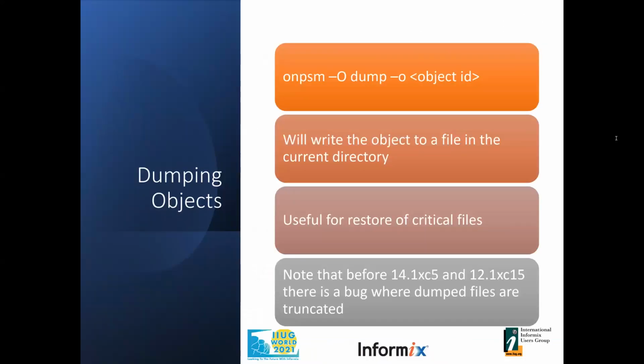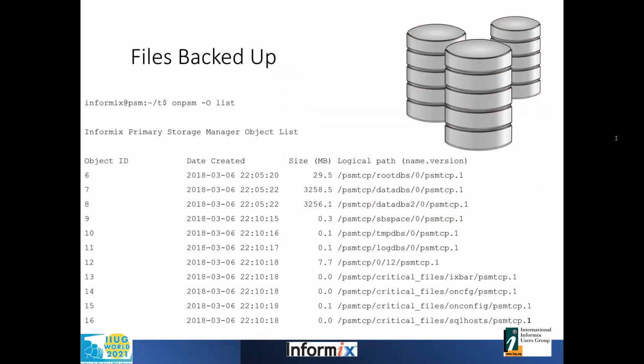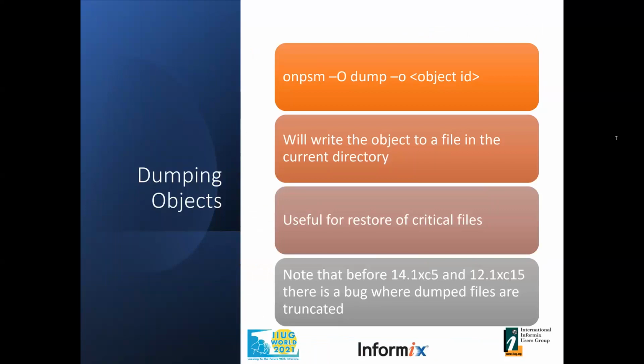So dumping objects. If we need to dump a particular object to disk, it's onpsm -o dump. And then you give it the -o, and you give it the object ID. So back here, you see on the left column, we have the object ID 6 through 16. So if I want to dump just one of those to disk, I can do so by giving it the onpsm -o dump. It'll write the object to a file in the current directory. If you need to look through a critical file, you need to unload something in particular, you can. You need to offload a file because you're out of space.